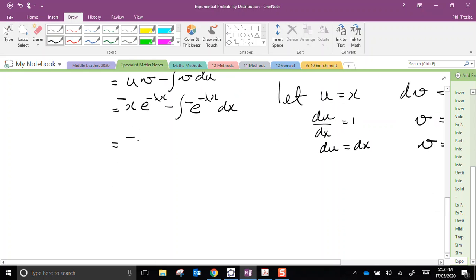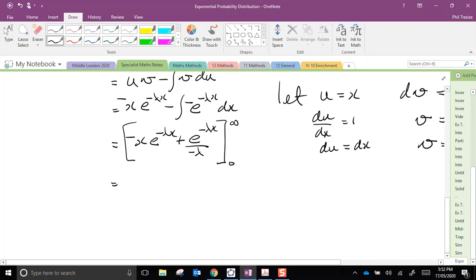So what do we get? We'll have negative x e to the negative lambda x plus, by the time of that minus and that minus a plus, e to the negative lambda x. Don't forget to divide by the derivative here, which is negative lambda. Now that's my integral, and that integral was taken from 0 to infinity.